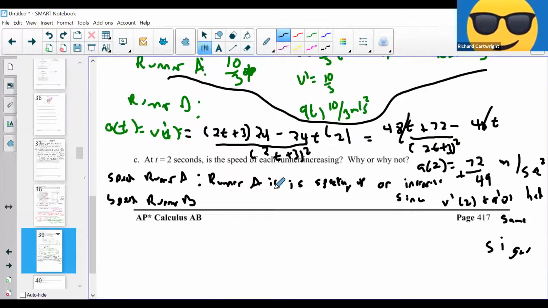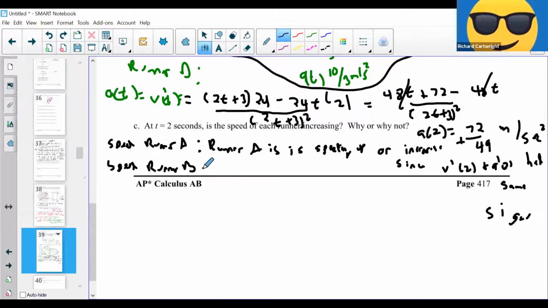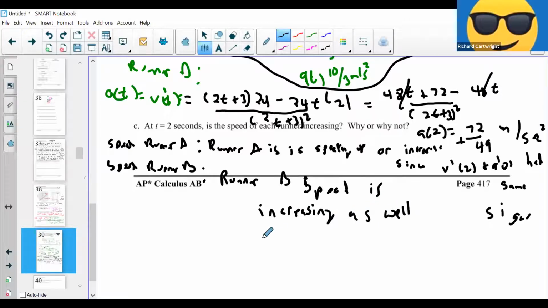Common sense, Mr. Cartwright. You're running a race. Who's going to be slowing down? Hello? Runner B. Speed. I can't spell, I'm in a hurry trying to get as much done as I can with you. Speed is increasing as well. That's not very exciting, since her velocity at 2 and her acceleration at 2 are the same sign.